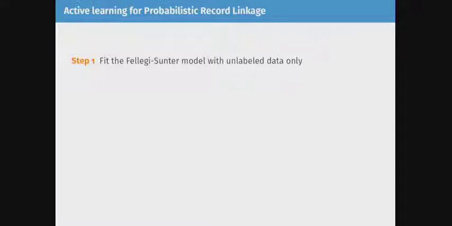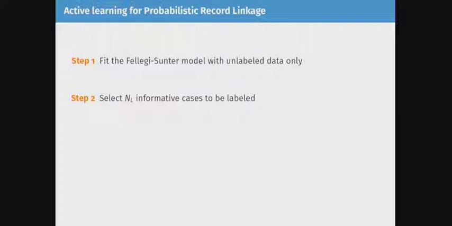And in that case, to solve the first issue, what are the most informative cases, I propose the use of active learning in record linkage. Basically, it's an iterative process where we interact with the Fellegi-Sunter model, and at each iteration we ask it where it is having problems classifying pairs of records as matches and non-matches. But because we start in a world where we only have unlabeled data, let's fit the Fellegi-Sunter model as a first approximation.